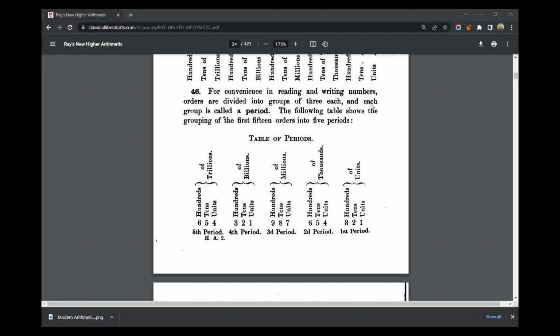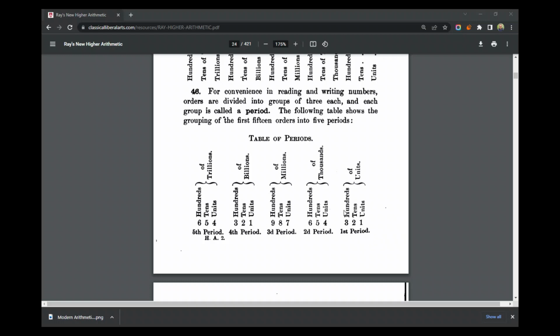Each group of 3 orders is called a period. And periods are used just for convenience. They're not necessary, but it makes it easier for us to read and write larger numbers. The following table shows the grouping of the first 15 orders into 5 periods, 5 groups of 3 orders.